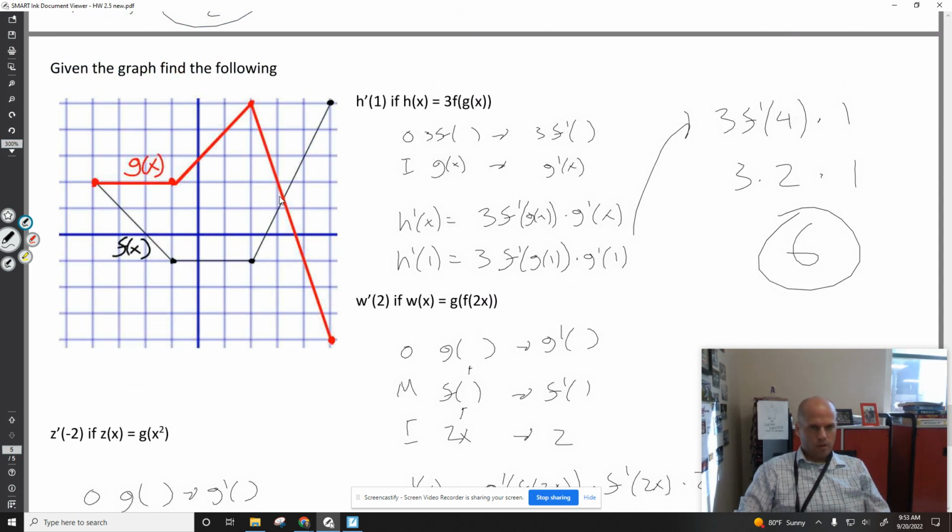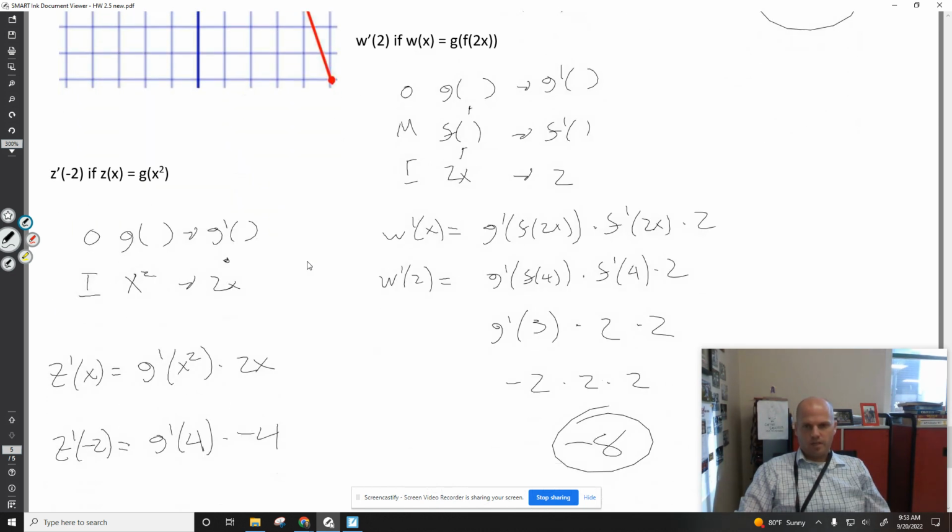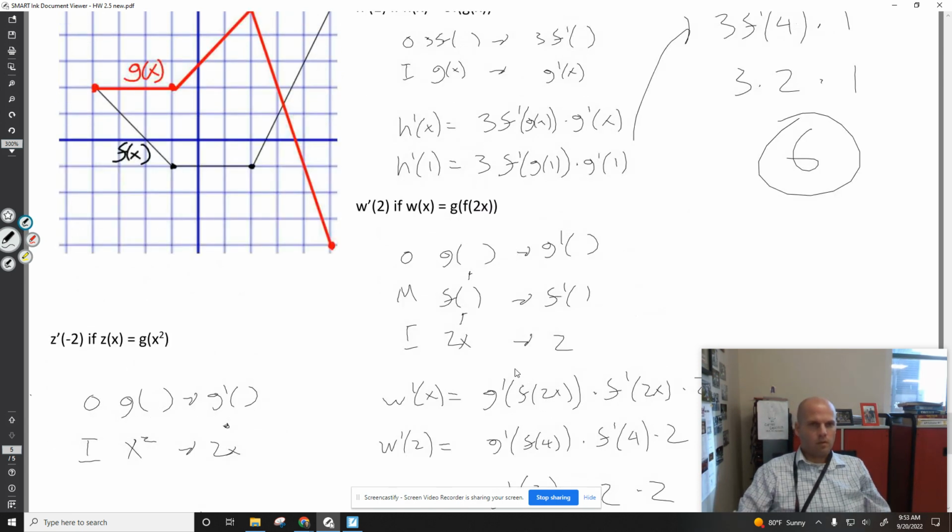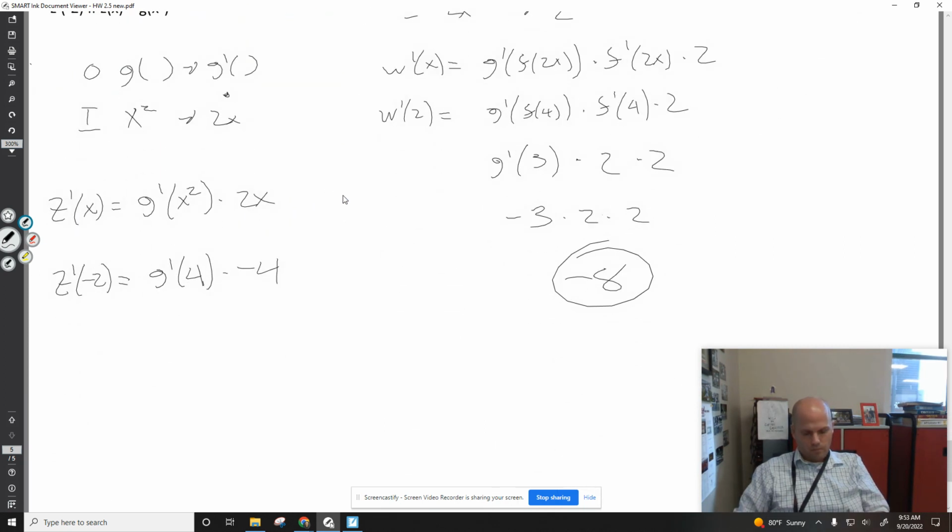g is negative 1. Ooh! I thought this was negative 2. Did I mess up over here? Yeah, I was wrong. This is negative 3. One, 2, 3, 1. Down 3 over 1. This answer is not negative 8. This answer is negative 12. This is negative 3 times negative 4, which is positive 12. Okay?